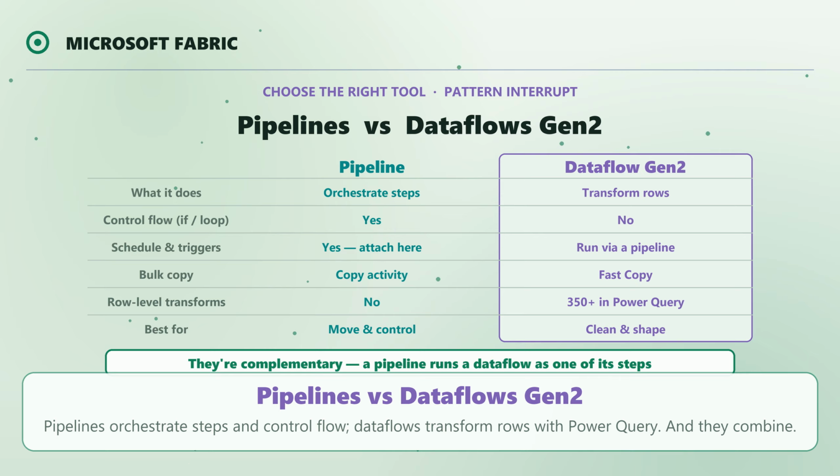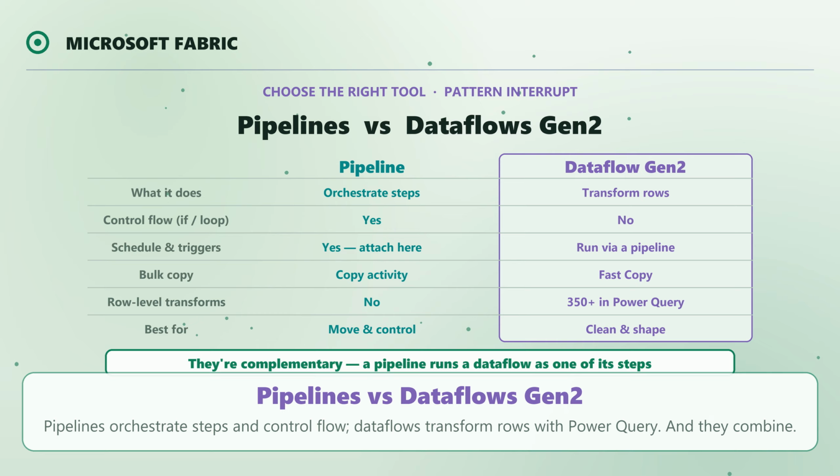A data flow is the opposite. Its whole job is transformation. It uses Power Query with over 350 built-in transforms to clean and reshape data. It doesn't own control flow or scheduling on its own. A pipeline drives it. So the rule of thumb is reach for a pipeline when you need to move data and control how things run, and reach for a data flow when you need to clean and shape it.